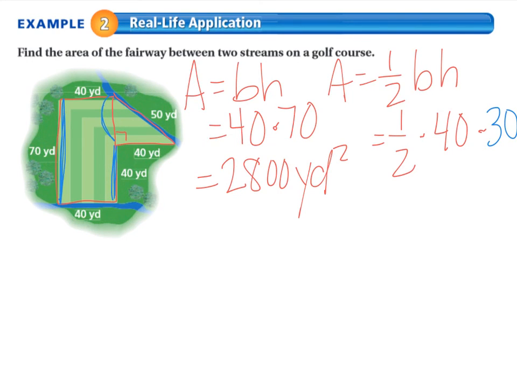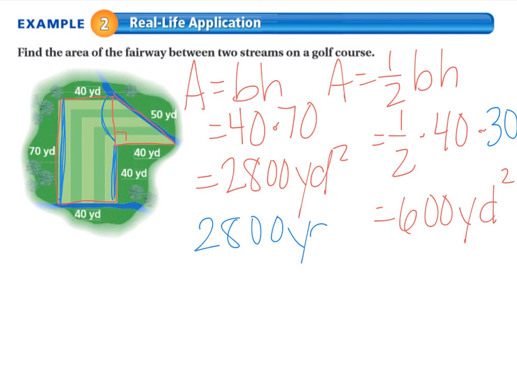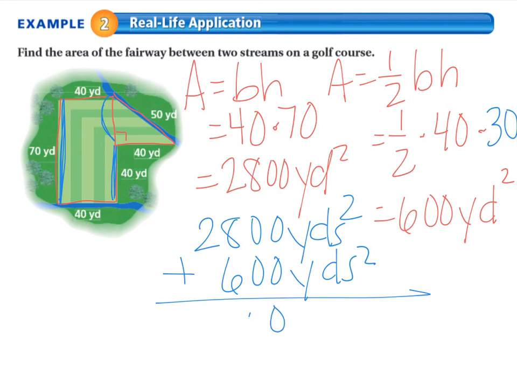Okay, so 1/2 times 40 times 30. Let me punch that into my calculator. 0.5 times 40 times 30 is 600 yards squared. Still not quite done because I have to add those two together. 2,800 yards squared and 600 yards squared. 3,400 yards squared is my total.